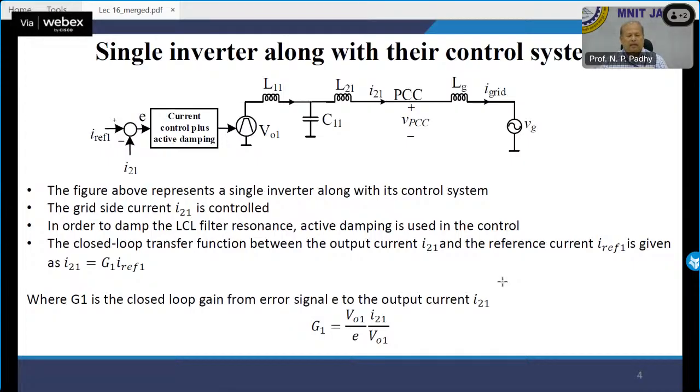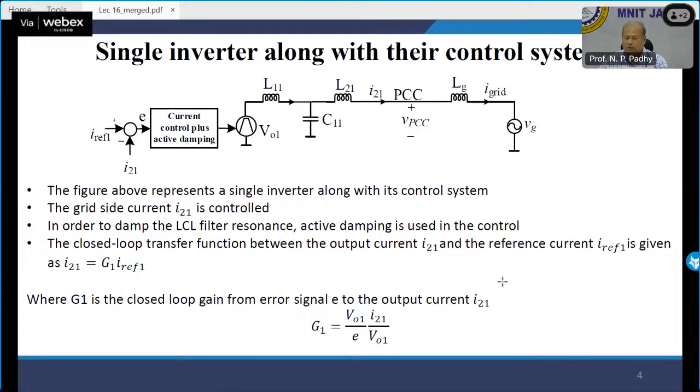The grid side current I21 is controlled. Okay, I21 is controlled because it can be controlled. I can control how much power I would like to evacuate. In order to damp the LCL filter resonance, active damping is used in control. The closed loop transfer function between the output current I21 and the reference IREF is given as I21 equal to G times IREF. So there is a strong relationship between the output current and the control, and G is more or less called the closed loop gain.